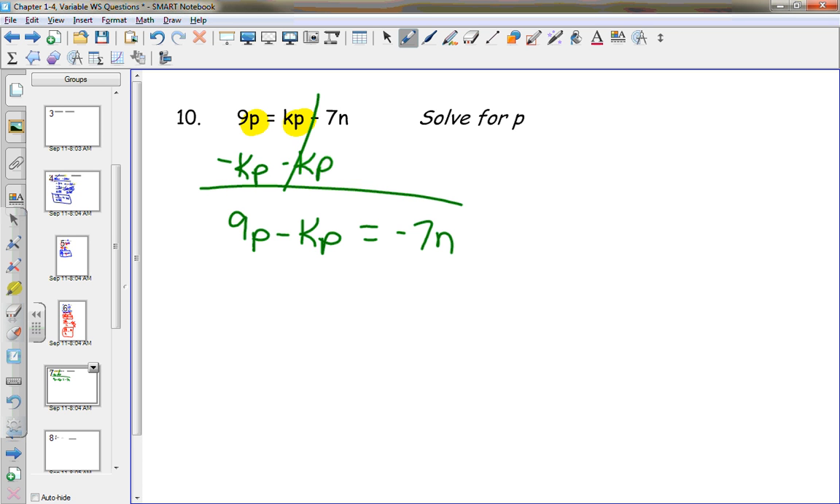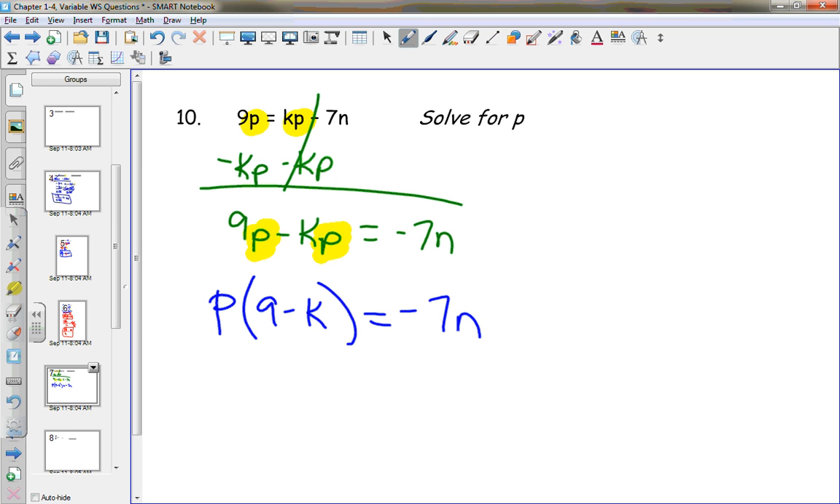Okay? Now, what am I solving for? How many do I have? That's 2. I got 2. Are they on the same side? Yeah. So what do we need to do? We need to go efficient, right? So we cast out our line, and what are we pulling out? We're going to pull out a P. So if I pull a P out of each one of those terms, what am I left with? 9 minus K is equal to negative 7N.